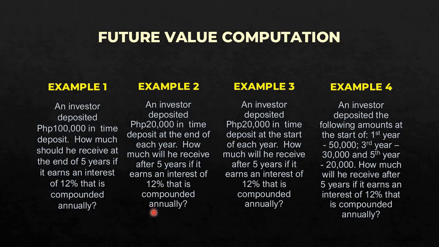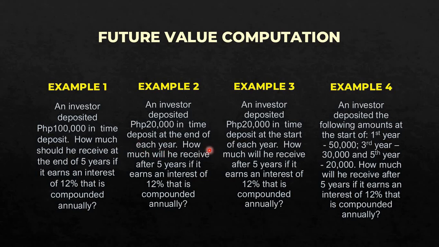Ang difference lang is yung ating magiging deposit. Kasi yung deposit natin dito is 20,000 pesos. At yung 20,000 pesos will be deposited in the time deposit at the end of each year. So, hindi isang bagsakan ang deposit natin dito. Taon-taon magde-deposito tayo sa time deposit. Unlike dito, sa example number 1, isang bagsakan yung deposit natin ng 100,000 pesos. Pero dito sa example number 2, yung 20,000 pesos natin will be deposited equally at the end of each year for 5 years.